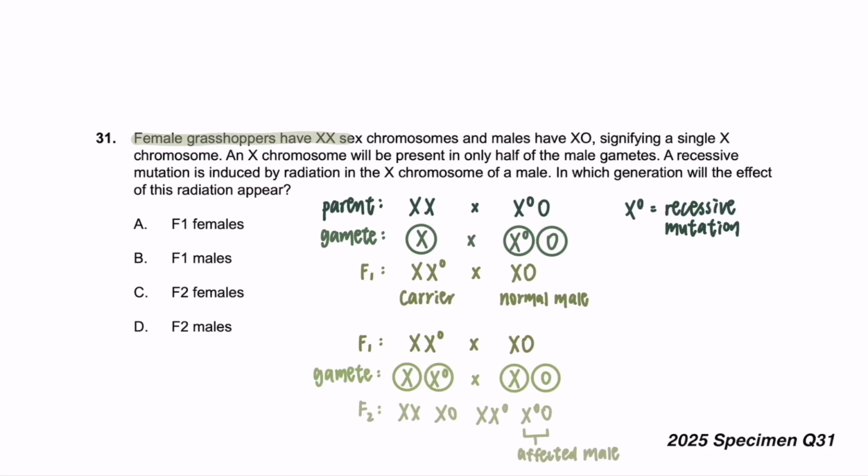Female grasshoppers have XX sex chromosomes, and males have one X sex chromosome only. A recessive mutation appears in the X chromosome of a male. When this affected male crosses with a normal female, a carrier female is produced in F1 generation. When this carrier female crosses with a normal male, an affected male is produced in F2 generation.